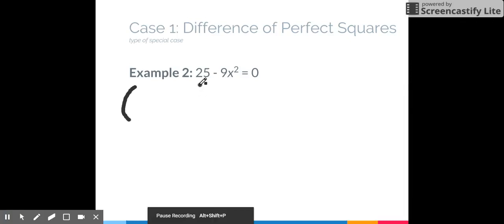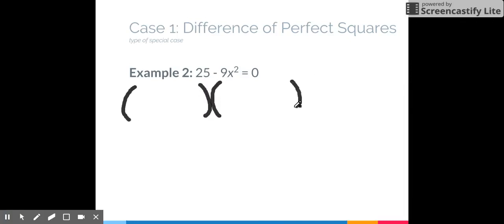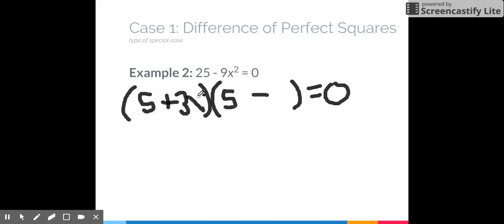So again, we're going to set up our two groupings. We know we're going to have two groupings set equal to 0 in this case. And then we're going to have a plus in one, a minus in the other. And it really doesn't matter which one has a plus or the minus. So then we think, okay, we have 25. We get that from doing 5 times 5. And then we have 9x squared, which we get from doing 3x times 3x.